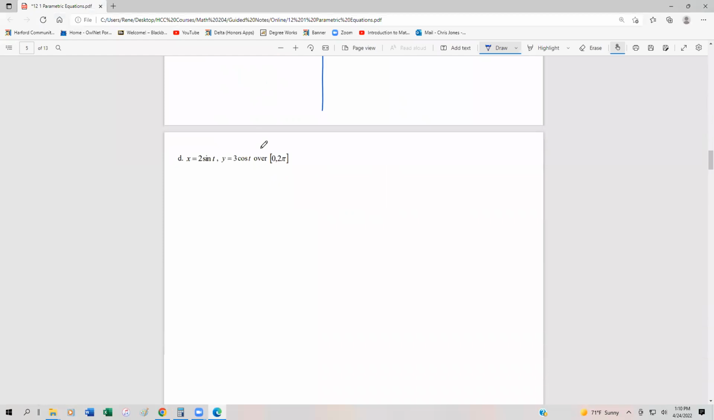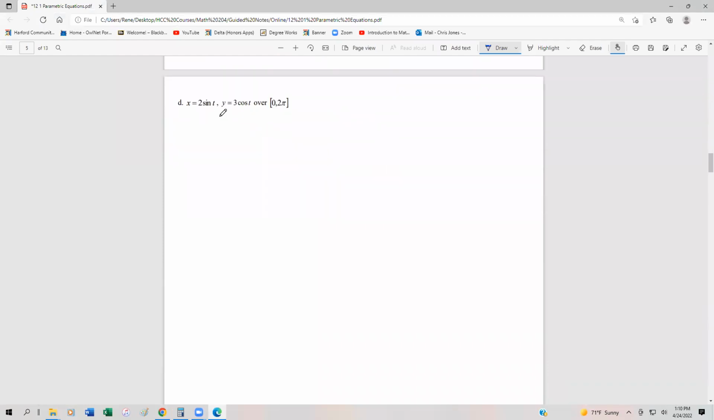Now, another example, and this one's a little bit sneakier, of being able to eliminate the parameter is x equals 2 sine t, y equals 3 cos 2t. All right. Initial point, we're going to have t equals 0. That's going to be x equals 2 sine of 0, which is clearly going to be 0. And then y is going to be 3 cos of 0, which is equal to 3. So the initial point on this is going to be (0, 3).